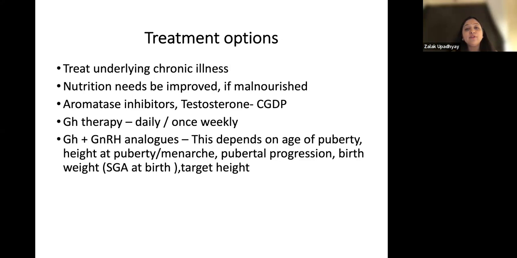Yes, growth hormone deficiency or other FDA approved indications of GH, you give GH therapy daily or once weekly. If a precocious puberty, you have to give GnRH analogs for a better height outcome later on, right? Or you may also have to use growth hormone plus GnRH analogs. Both can be given in combination, but it depends on many things. What is a puberty? What is a parent's height? What is a child's current height? What stage of puberty? Everything.